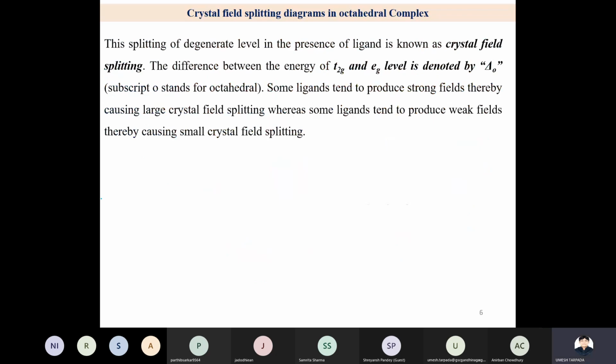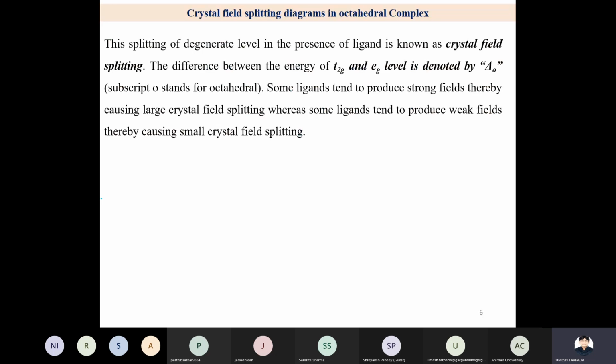So the splitting of the d or degenerate level in the presence of ligands is known as crystal field splitting. The difference between the energy of the t2g and eg levels is denoted by the octahedral splitting, that is delta octahedral. Here the subscript o stands for octahedral. Some ligands tend to produce a strong field, thereby causing large crystal field splitting, whereas some ligands tend to produce a weak field and therefore cause small splitting. So the splitting depends on the strength of the ligand. Okay, which type of ligand is there.